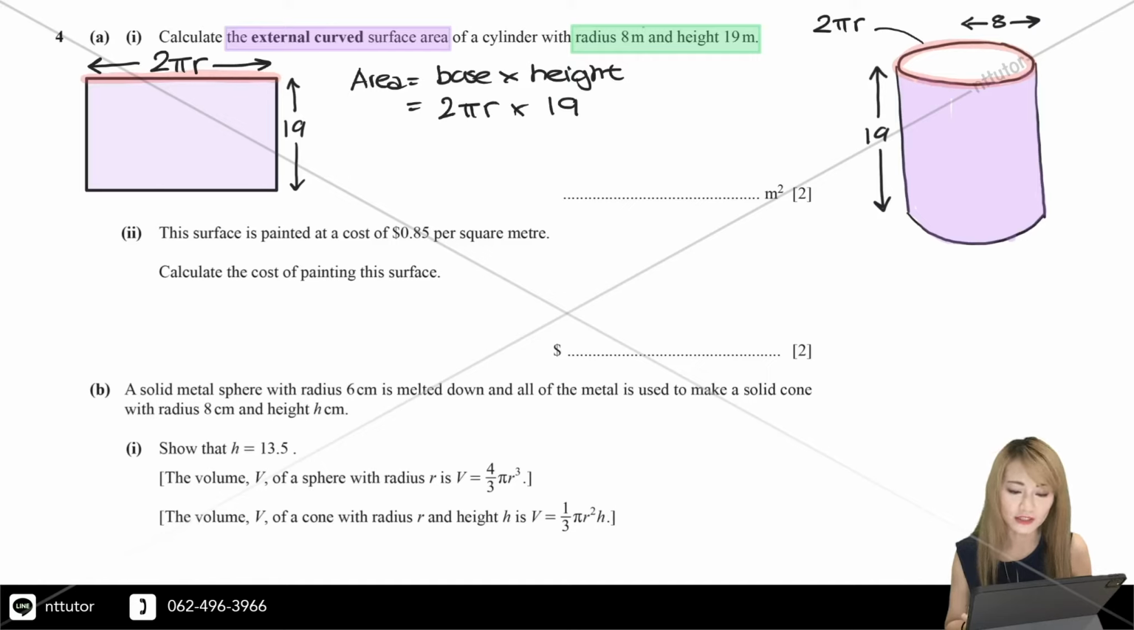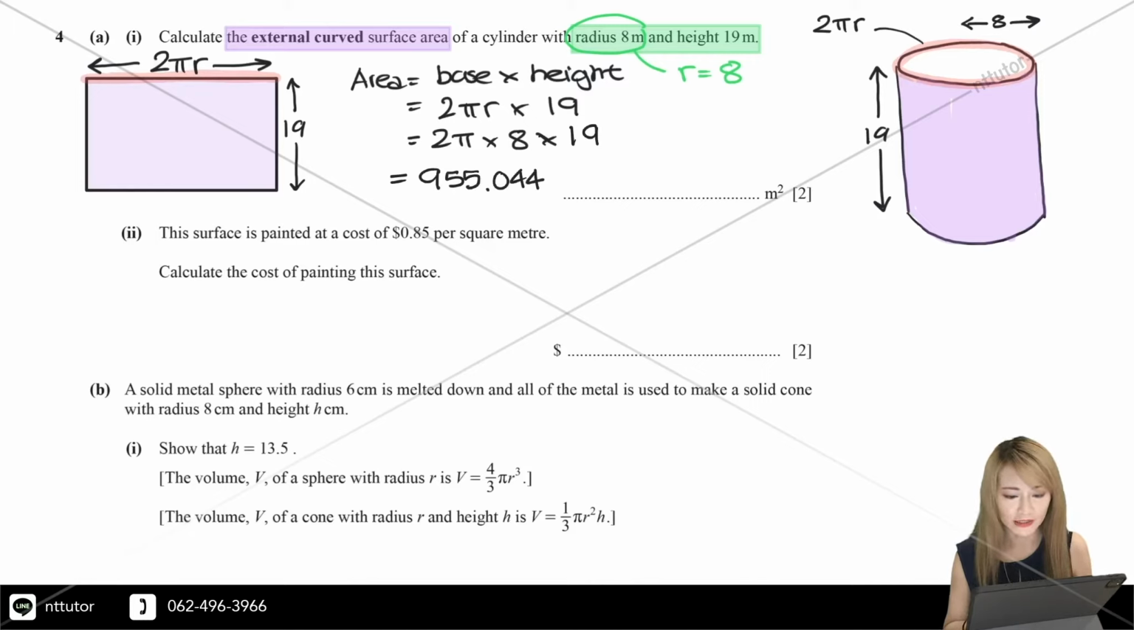And we know that r is equal to 8. So the area would equal 2 pi multiplied by 8 multiplied by 19, and that is equal to 955.044. So we have to round this value to 3 significant figures. So that's 955 meters squared.